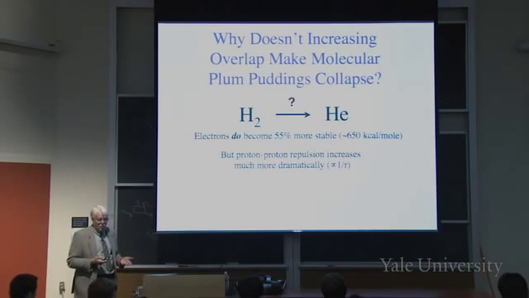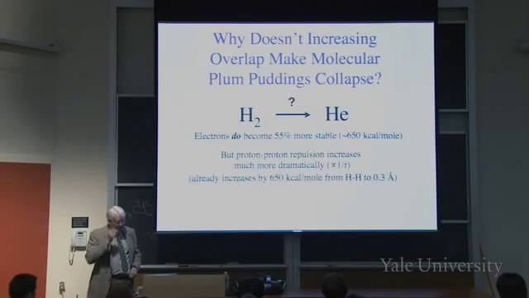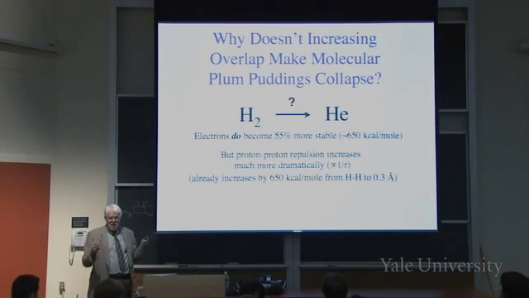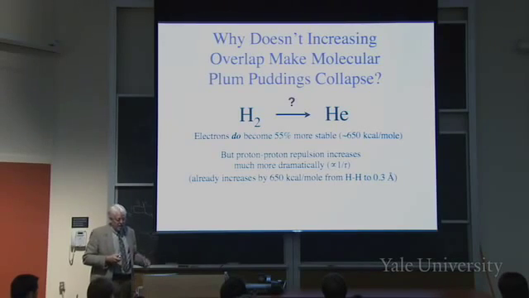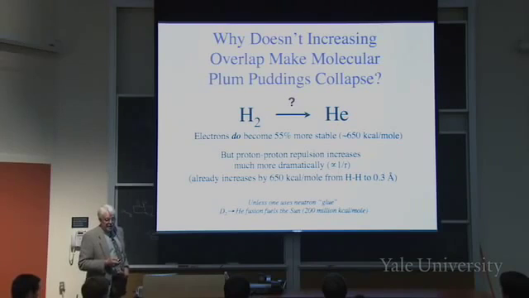That depends on 1 over r, right? And that increases much more dramatically. In fact, the amount by which the electrons would become more stable is 650 kilocalories per mole, right? But the nuclear repulsion increases by that much by the time they get to 0.3 angstroms, let alone the last little bit when 1 over r gets enormous, okay? So it's not worth it, unless you have glue to hold the neutrons together, right?